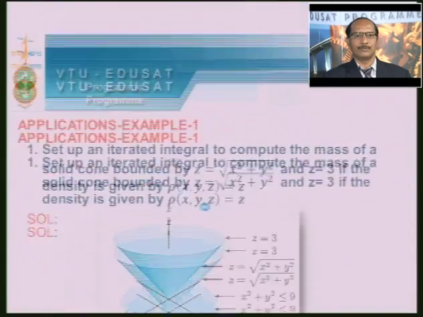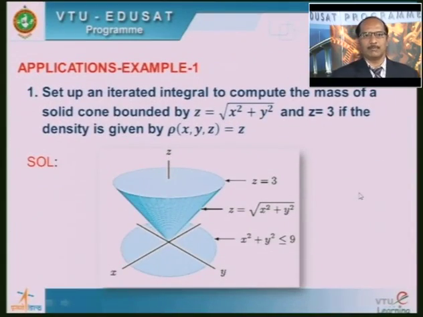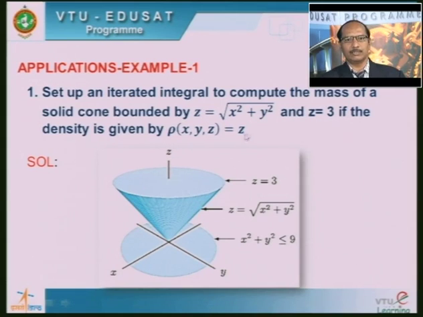Now, we take one simple example on applications. The question is: set up an iterated integral to compute the mass of a solid cone, bounded by the equation z is equal to root x square plus y square, and z is equal to 3, a plane in 3-dimensional space, if the density function is given as rho x y z is equal to z. The problem is to set up the triple integral. Iterated integral means triple integral to compute the mass.